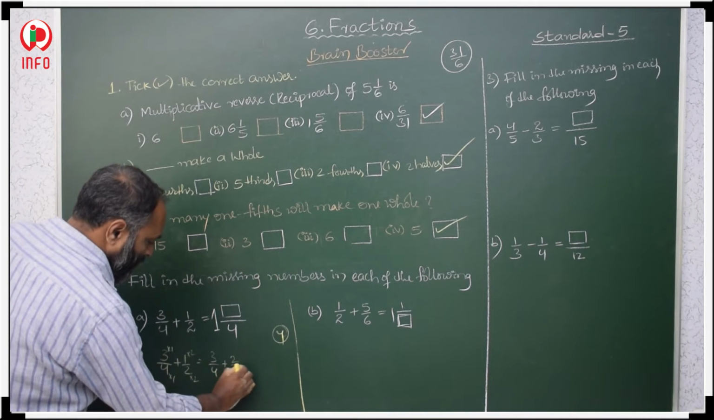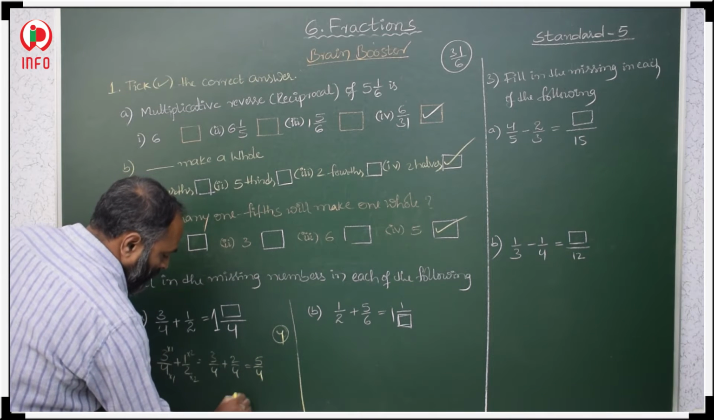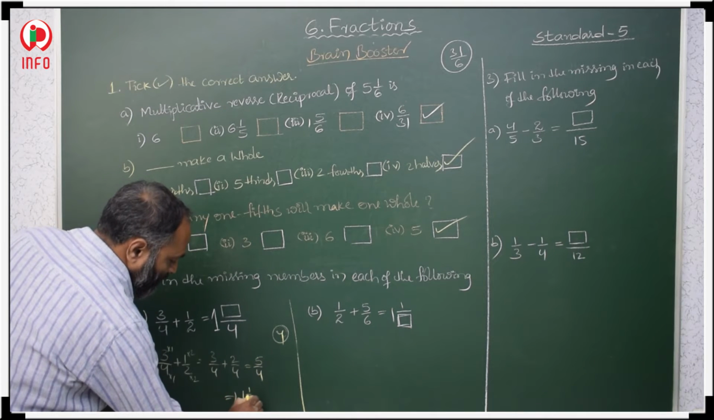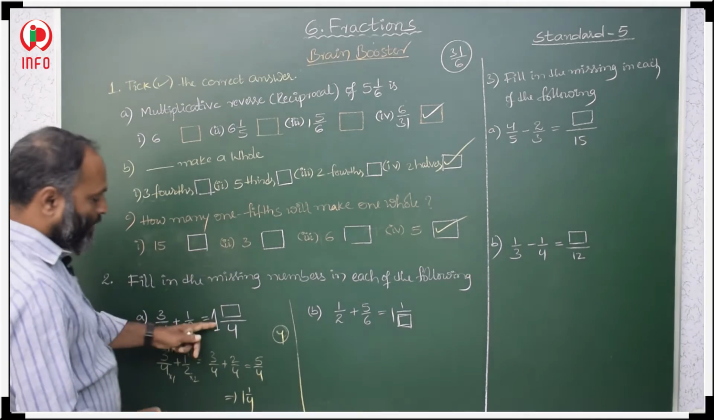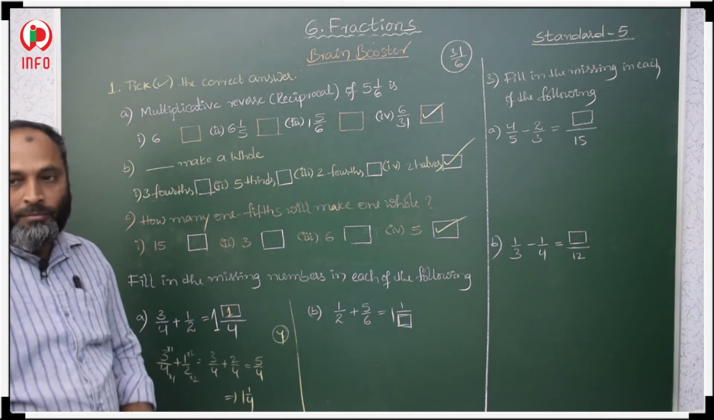1 2s are 2, by 4 1s are 4. That is 5 by 4. Then 5 by 4, how to convert in mixed fraction? 1 1 by 4. Here 1 should come. 1 1 by 4.